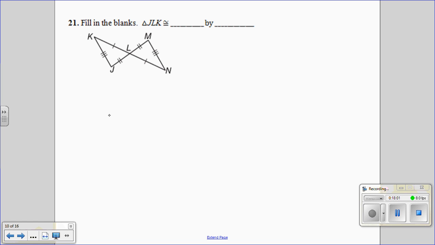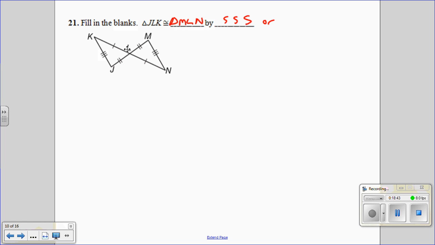Anyone would like for us to fill in the blank. Triangle JLK is congruent to, so if I trace it, starting at J, go down the double side to L, down the single side to K, I would have to start at M, go down the double side to L, and then the single side to N. So it would be triangle MLN. And you would say by side, side, side.